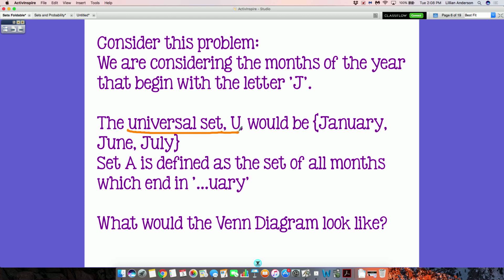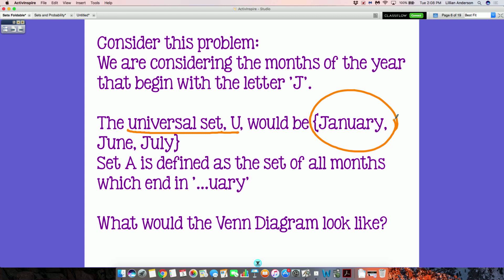Now it says set A is defined as all the months that end in uary. Well, out of our universal set, there's only one month that ends in uary, correct? Yeah. So that was January, which meant that January needed to go inside one of those circles inside of your box. Now I have a question. Why did some of you have 2 circles? Are there 2 sets? Is there an A and a B? January is both, right? Because J and then U.